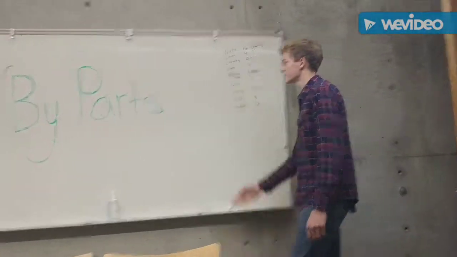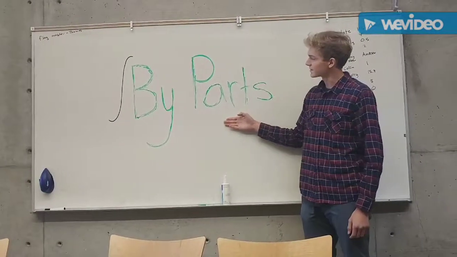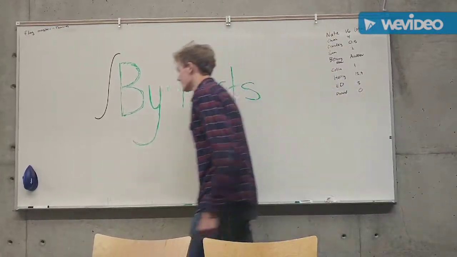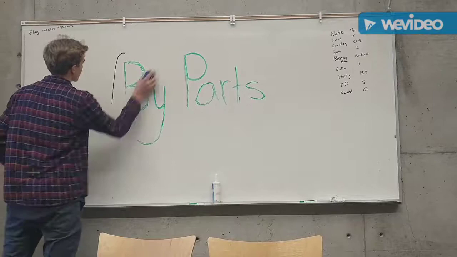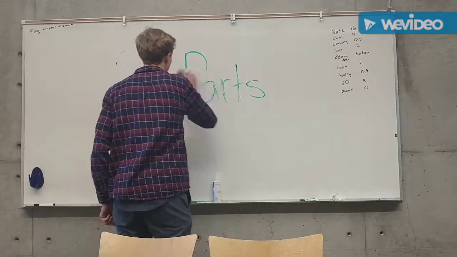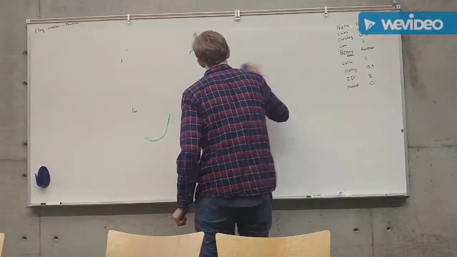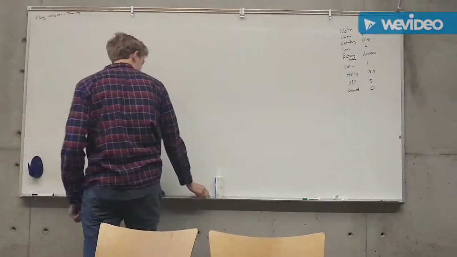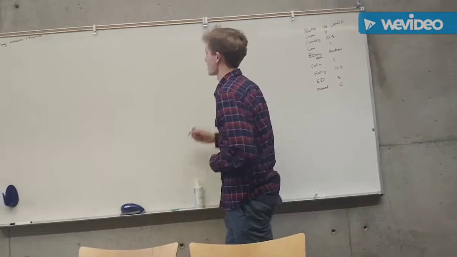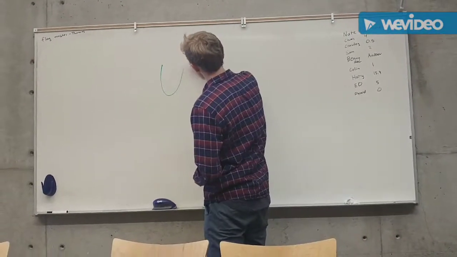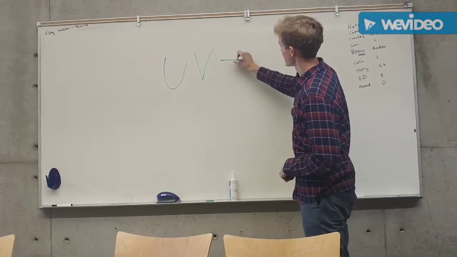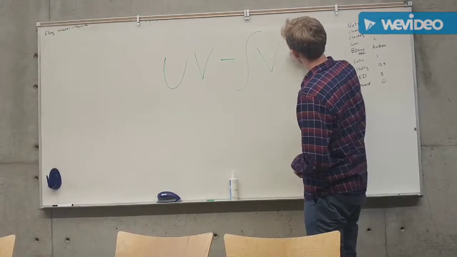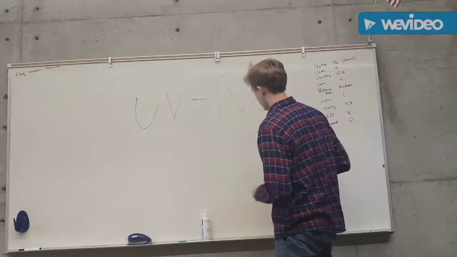Well, Colin, you missed integration by parts, which is a method of evaluating integrals in which two terms are multiplied by each other. And the way we evaluate integrals by parts is with the formula uv minus the integral of v du.